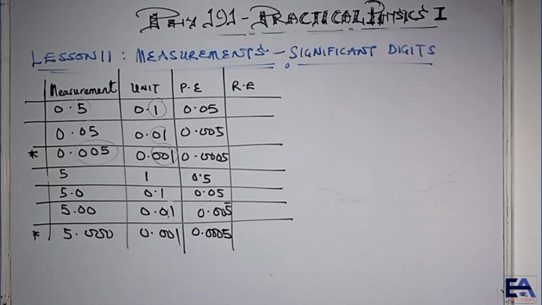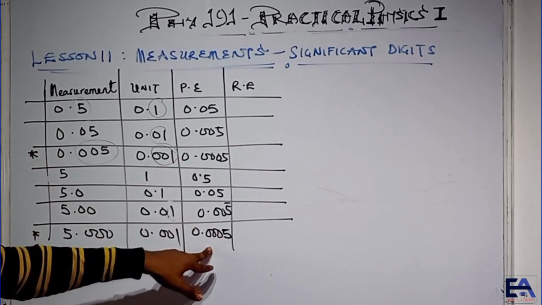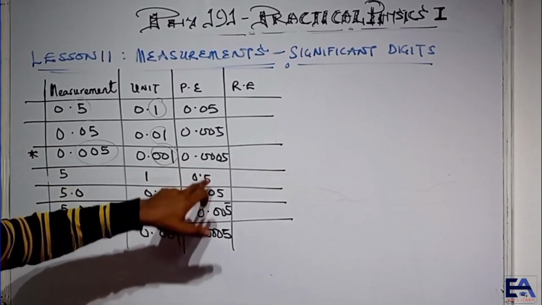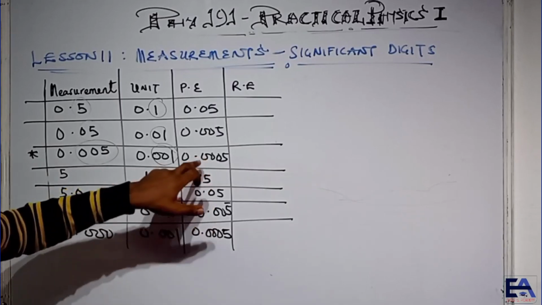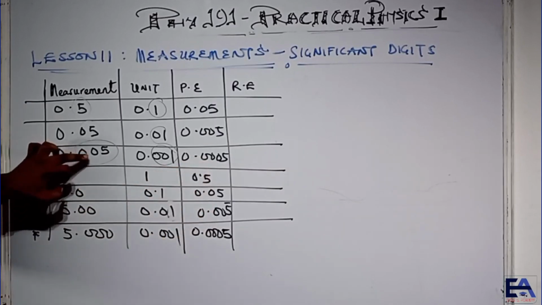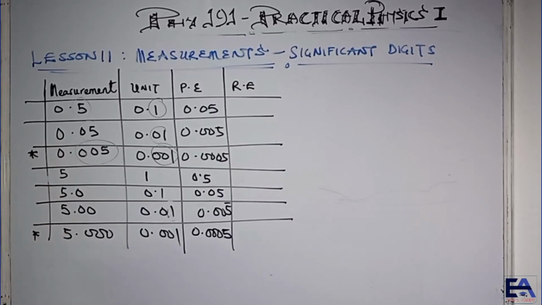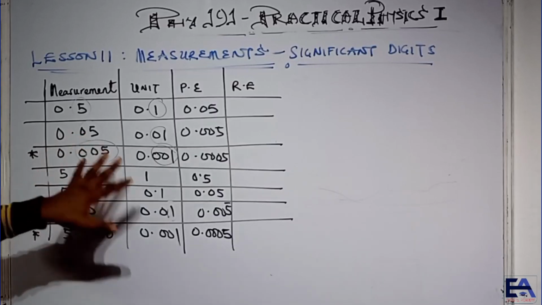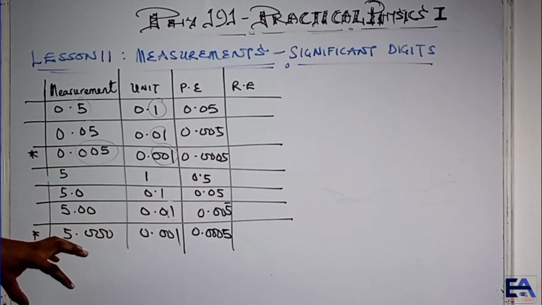Now, if you look at it very well, you will see that this number and this number here have the same value of possible error, which is 0.0005. Okay, all right. They have the same precision. As you can see, the precision is the same, but then the relative error is going to be different. So let's check it out.